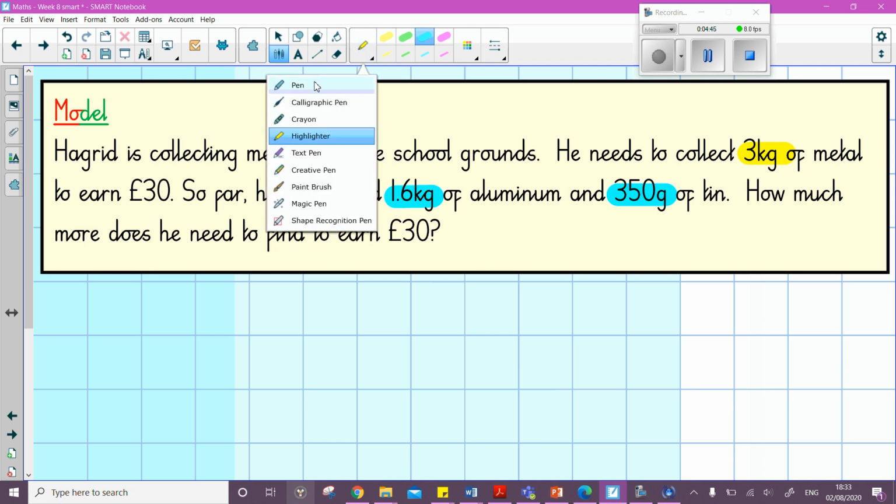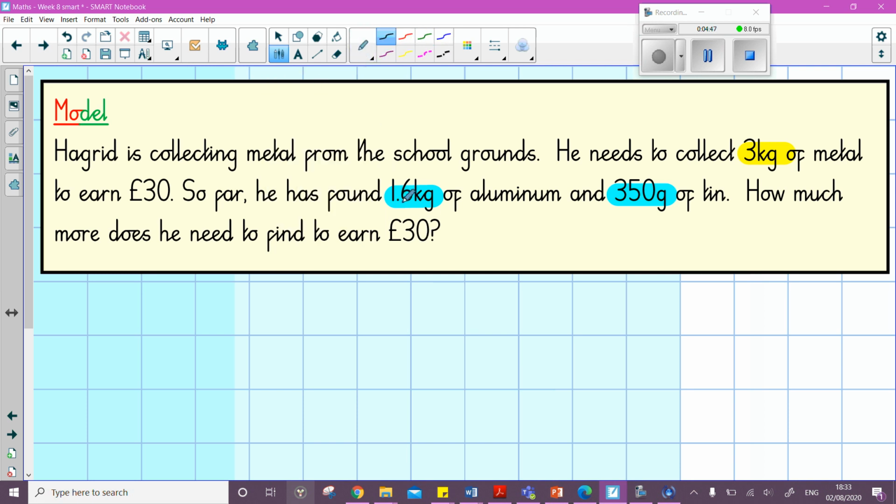Now, the first thing we need to be able to do is to identify how much he has found altogether so far. Like we said, our units of measure are different, which is where the multi-steps come in, because we are going to need to convert these into the same units of measure. Now, we know that in 1 kilogram there are 1,000 grams. So here he has 1.6 kilograms.